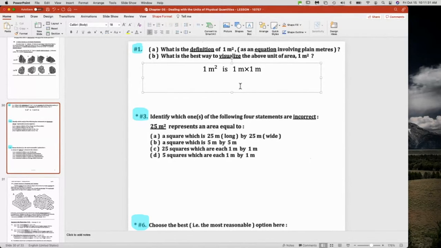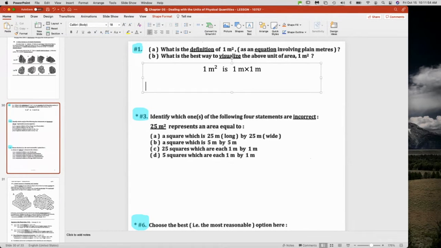So that's the definition of a square meter. And it says, what's the best way to visualize that? Well, like Nicholas said there, you can use that as a reference. Really, anything that's 1 meter by 1 meter is a good idea, or anything that you can fit into that space.